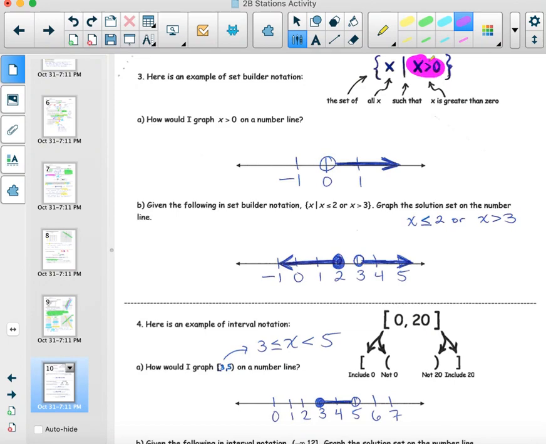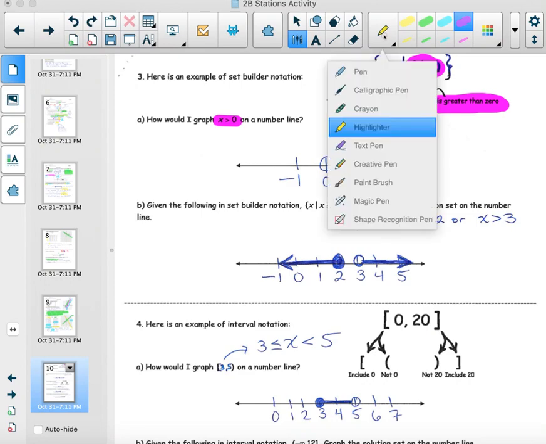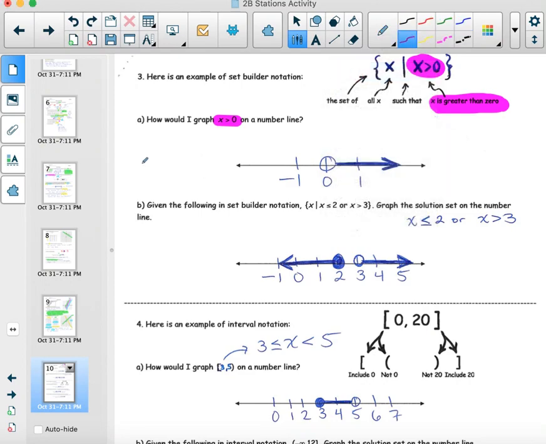Right here. All this is saying is the set of all x values such that x is greater than 0. All we really care about is x is greater than 0. Done. That's it. Okay, so if I come over here, how would I graph x is greater than 0 on a number line? Again, if you remember from class, as long as the variable is on the left-hand side, I have x is greater than 0. I can draw in my arrow in the direction of where I'm shading. So I'll be shading to the right.